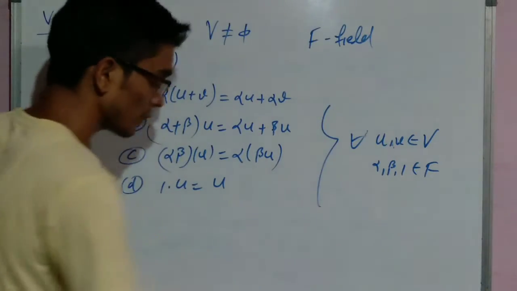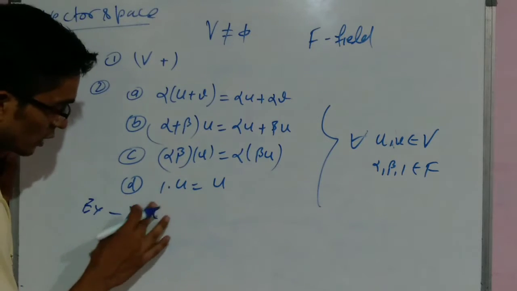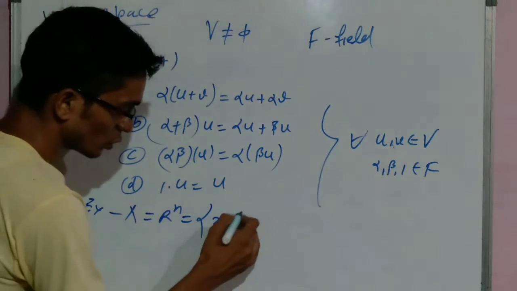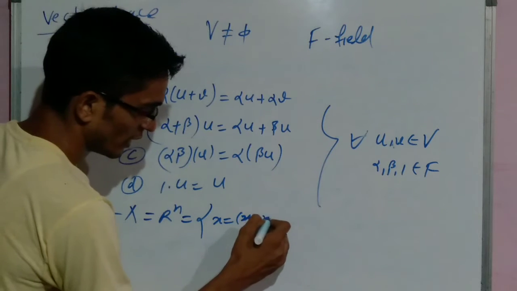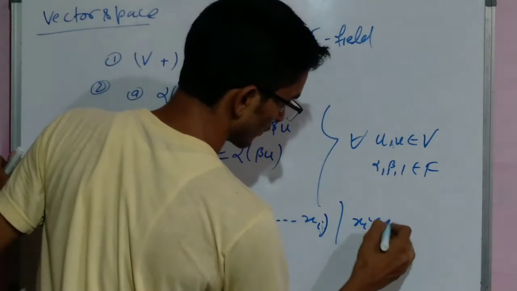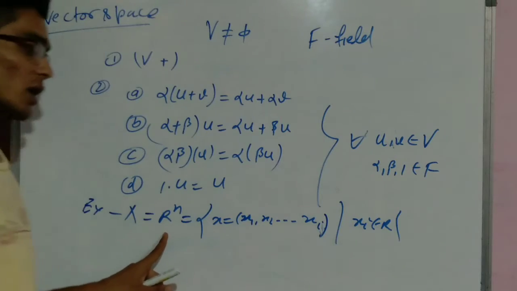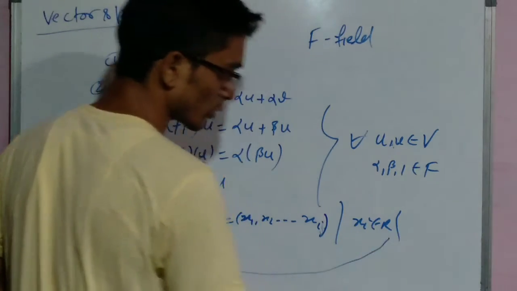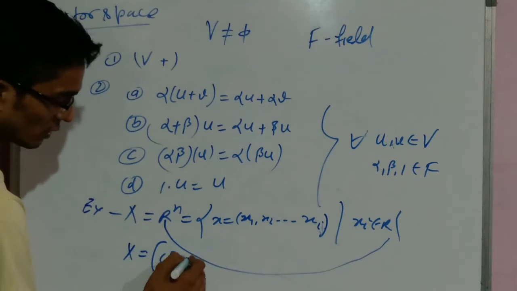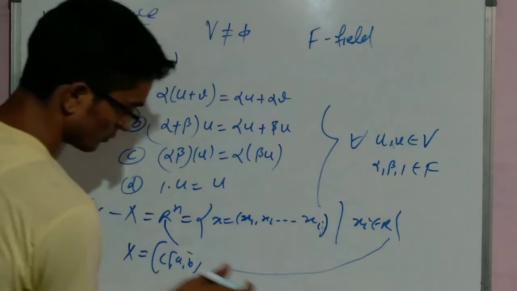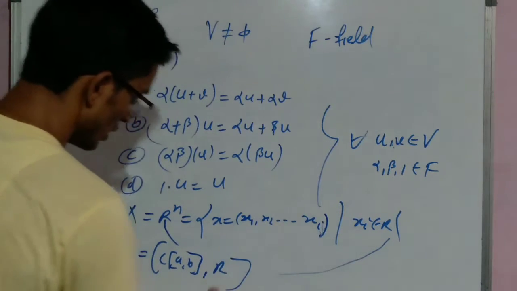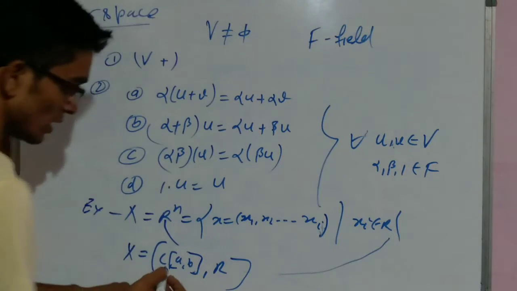I will give other examples. Rn can be defined as x equal to (x1, x2, ..., xn) such that xi belongs to R. Then Rn is a vector space over the field R. Another example is C[a,b] over R, where C[a,b] means the set of all real valued continuous functions.